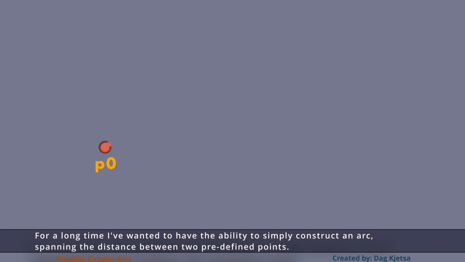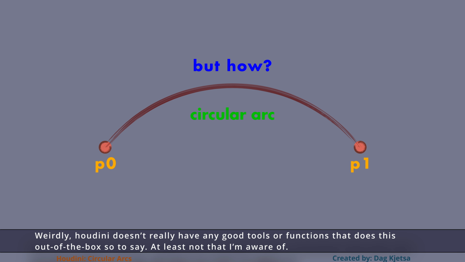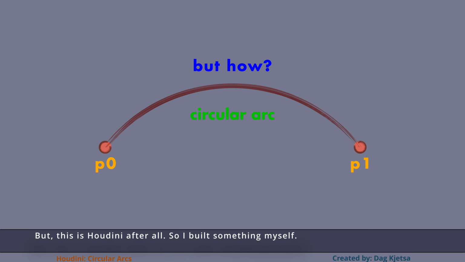What I wanted was the ability to simply build or construct an arc between two predefined points in space, anywhere in space. And I couldn't really find any good tools or functions that do it out of the box, at least not that I'm aware of. So my solution was therefore to simply build something myself.